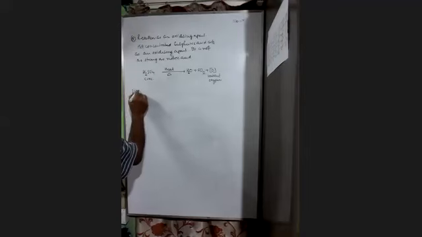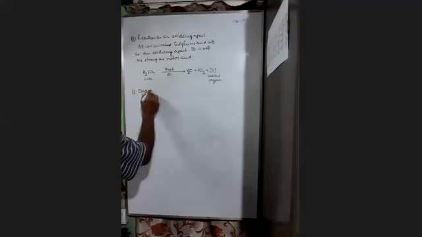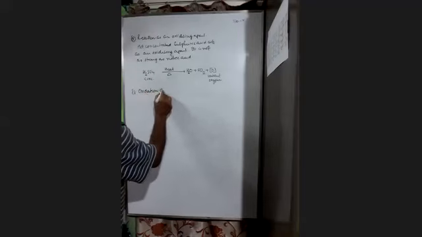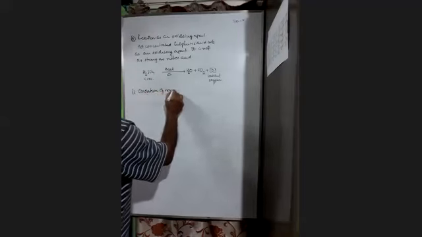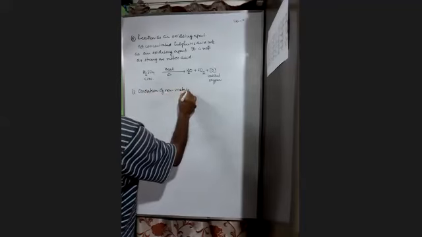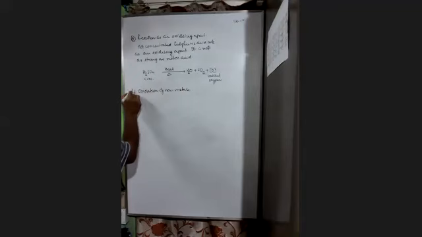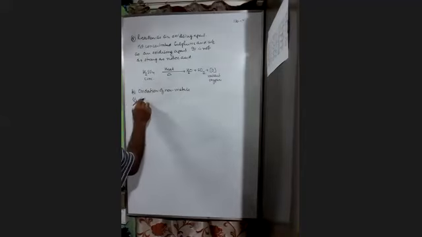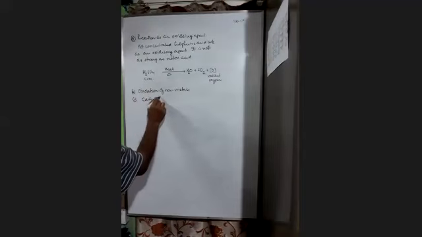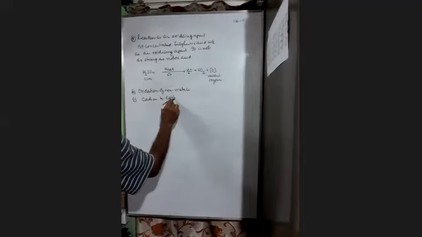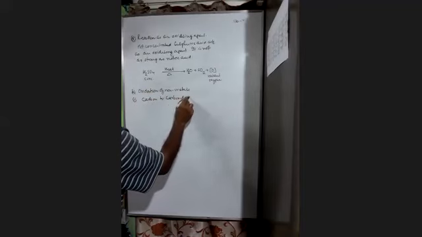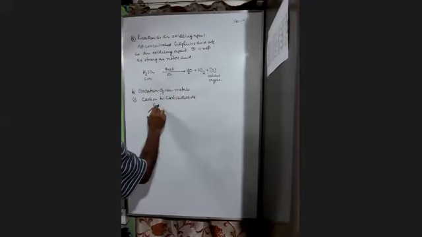So now we'll write here 1. Oxidation of non-metal. Okay, I'll write here capital A. So now we'll write 1. Carbon to carbon dioxide. It is carbon to carbon dioxide.